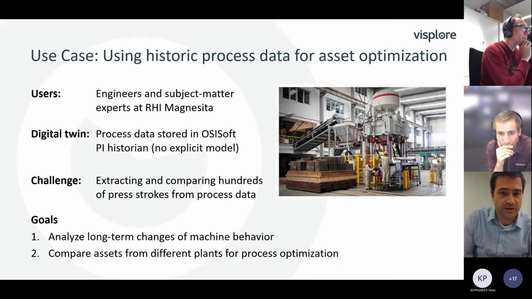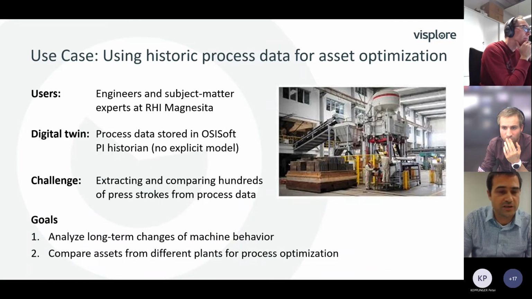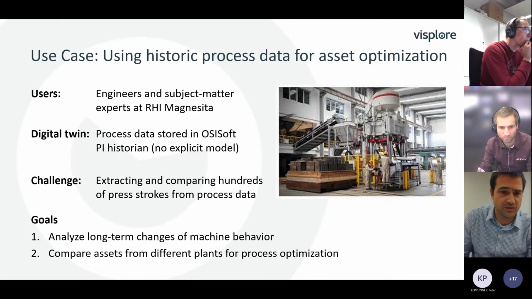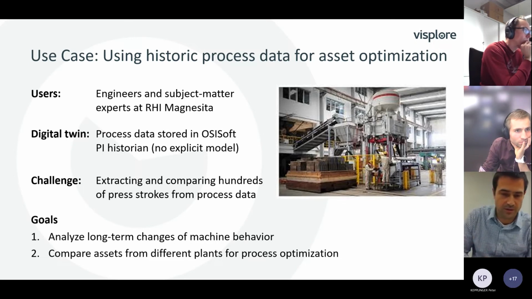Okay, so much for the first use case of supporting the building of digital twins. The second use case is from RHI Magnesita, which is the world leader in refractories. And the users there are engineers and subject matter experts. The digital twin there actually is no explicit model in this use case, but rather the process data that is stored in their historian, which is from OSIsoft Pi.